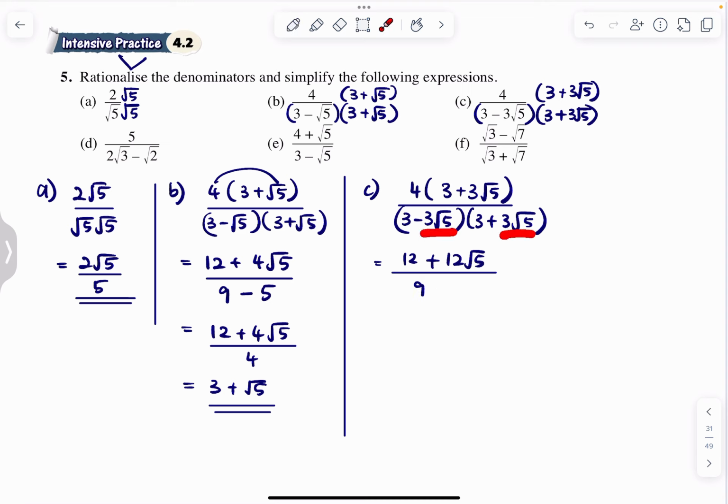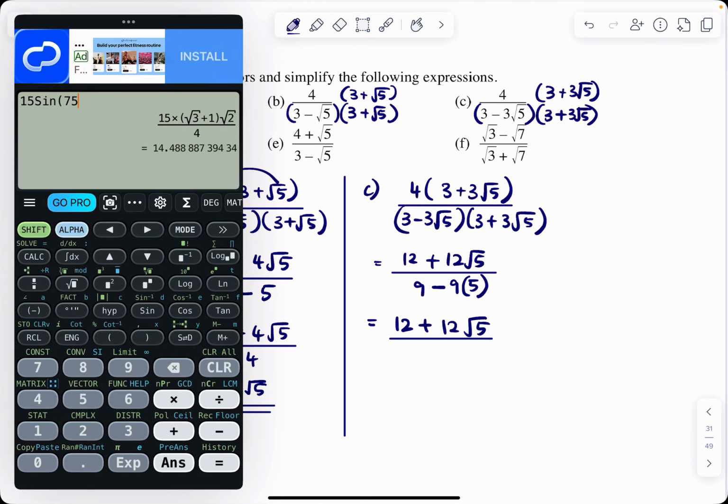This times this. So negative times positive will always be negative. 3 times 3 is 9. Surd 5 times surd 5 is just 5. Right. So on top here we have 12 plus 12 surd 5. 9 minus 9 times 5, we get negative 36.